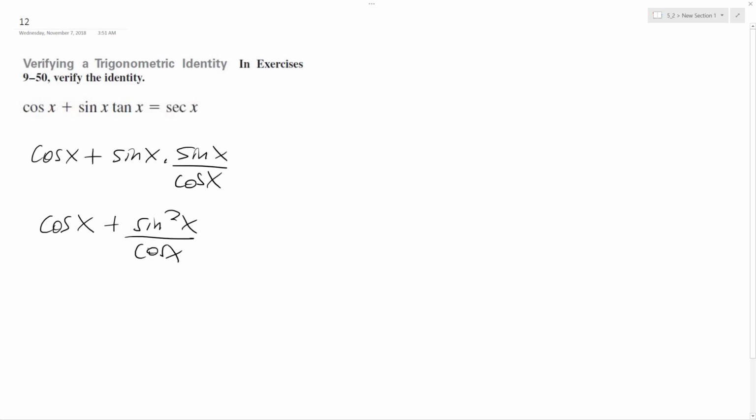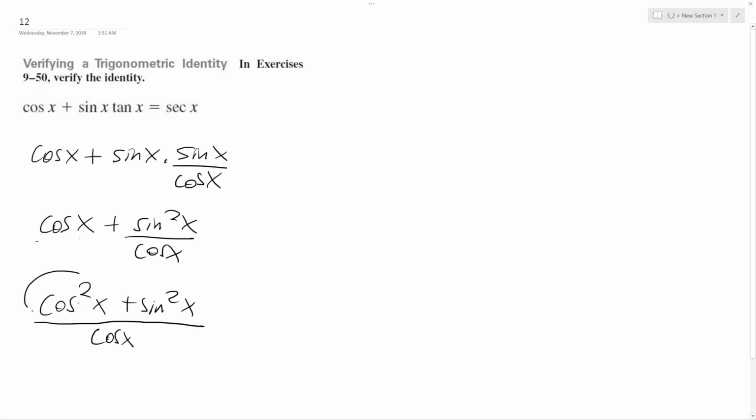And something I can do, a trick here, is I can get a common denominator between these two terms. So I have to put cosine under the cosine x, so I end up with cosine squared x plus sine squared x all over cosine x. Because if I divide the left by cosine x, I just get cosine x left.